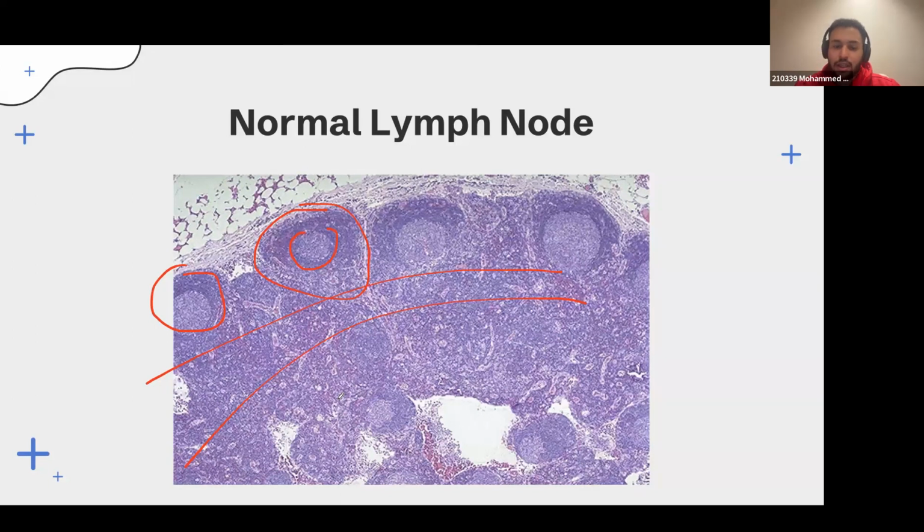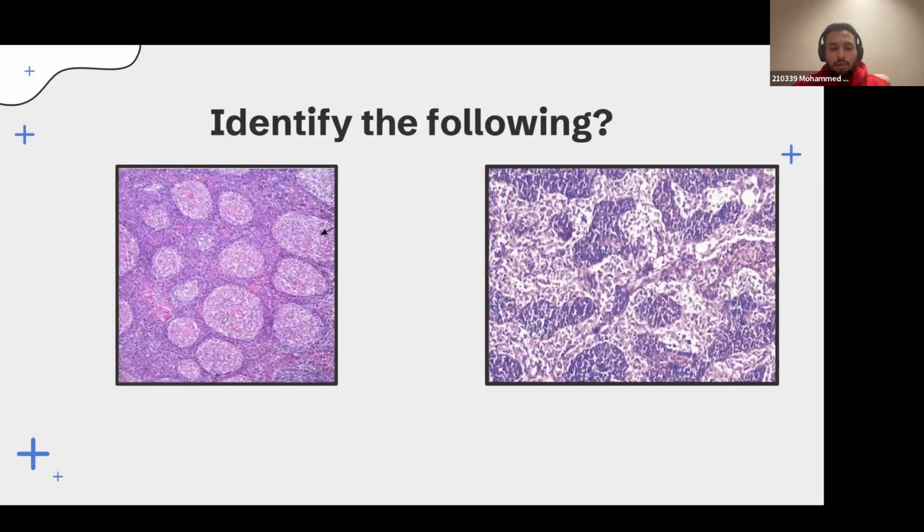Okay. Now I will go into this. Can you identify what this image is first? Good. It's follicular hyperplasia, not lymphoma. I'll explain why in a second. What's this one? Sinus histiocytosis. Good.